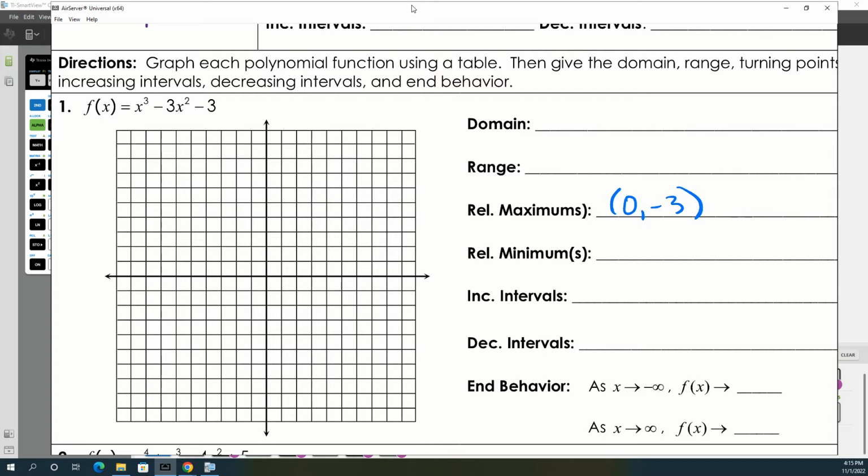So let's go ahead and graph that point, 0, -3. So I went to 0, 0, and I don't go over any, I go down 3, and there's my point.